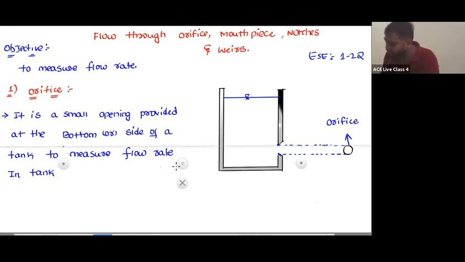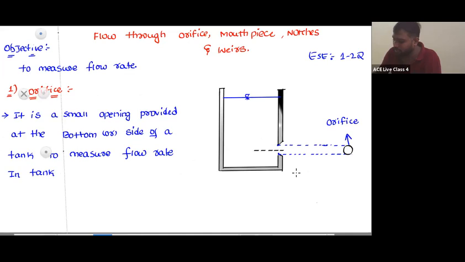From the center level, you know, this is a center level of the water. Whatever the height of water that is located from the center level, let's take that as a head of water, H. This is a head of water H, and let's take D as the dia of the orifice.